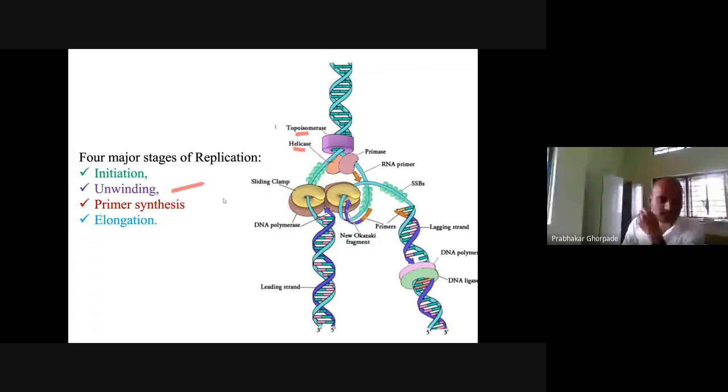This primer synthesis is being made by the primase enzyme. As DNA gets replicated, the single-stranded DNA is bound by the single-stranded binding protein. So these primers are added on each strand. One strand we call the lagging strand, and the other strand we call the leading strand.